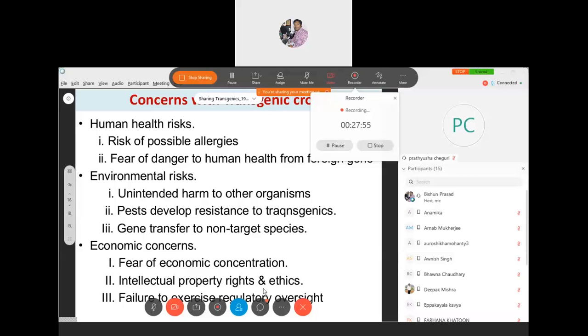Then intellectual property rights and ethics. Most of these genes are patented. So if we have to use any patented genes, then we have to take the permission and follow the ethics, and only then can we use that.